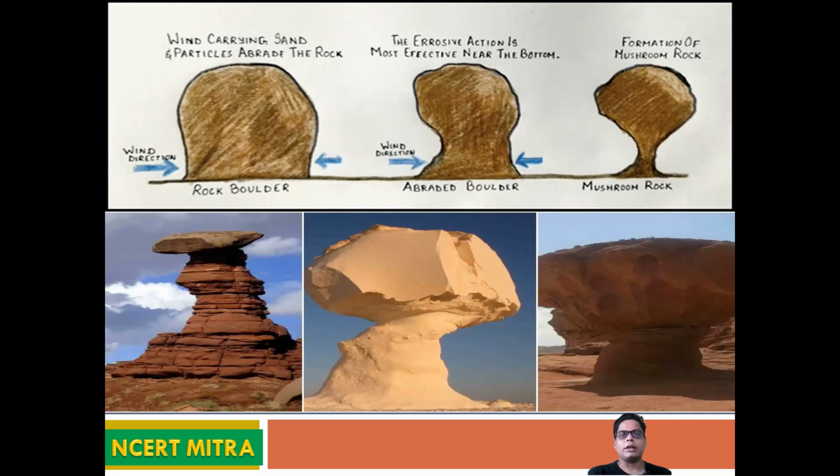Okay. So this time the wind is carrying sand and particles. Around it you can see that the erosive action is most effective near the bottom area as compared to the upper area. This is the formation of the mushroom rock. Perhaps you can see the mushroom rock over there. These are one of the special features predominantly found in desert areas. So this is the mushroom rock.